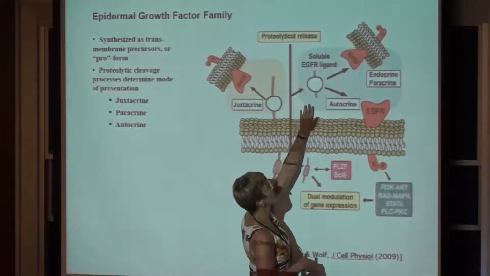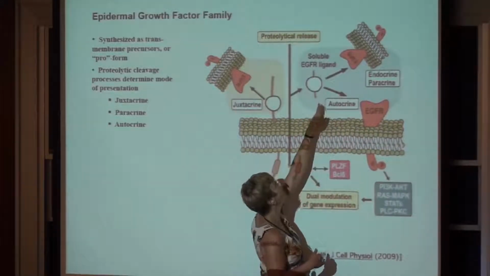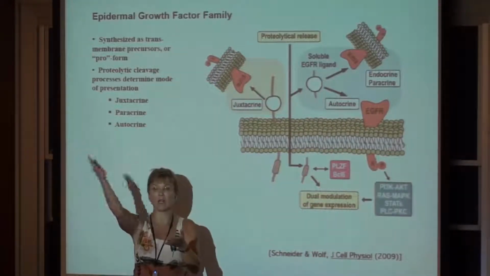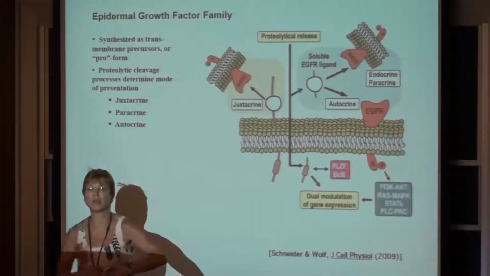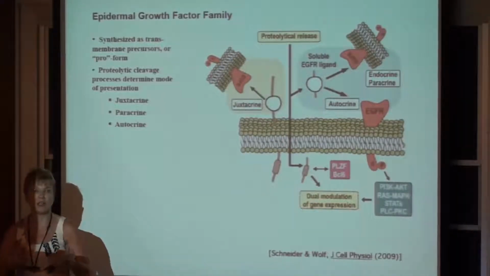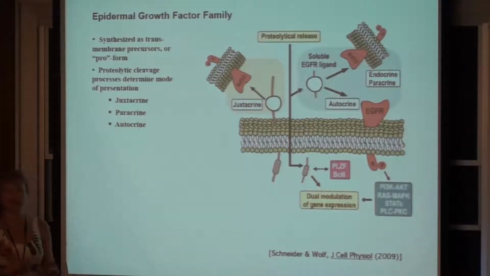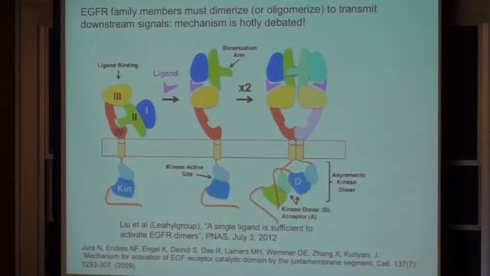And then it can come off as a soluble ligand and act either in an autocrine fashion, stimulate the same cell, or in a paracrine or endocrine fashion and stimulate either a neighboring cell or even go into the body fluids and stimulate something far away. So EGF in particular helps keep your GI tract healthy. So your GI tract is bathed in EGF, and because your intestine cells are being constantly bombarded with all kinds of toxins and stuff, they need to turn over a lot. Okay, so that's just a little intro.